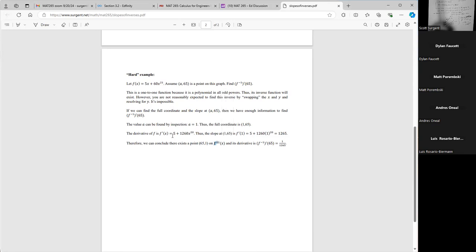And by taking the derivative of f, you get this big old number here. You get a slope of 1,265. And so all you need to do then is just reciprocate that. That's all you need to do.